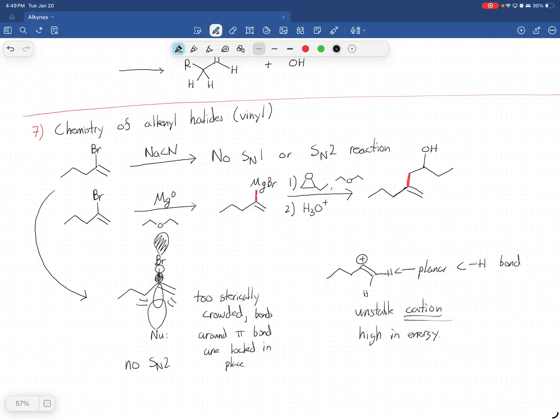Okay. So that's the last kind of reactions alkenes can really do. Next time we'll talk about the applications of alkenes and alkynes. What are they useful for? And then we'll start talking about delocalized pi electrons. So we'll do that on Thursday.